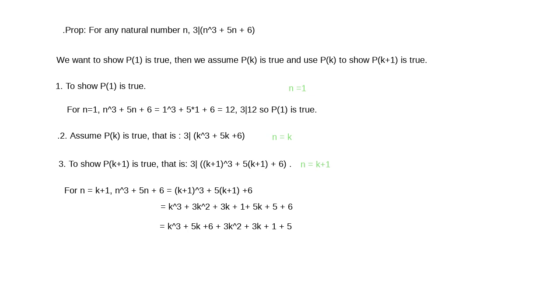Hold on. I have k cube here, I have 5k here, and I have 6 here. Why do I want to do that? Because k cube plus 5k plus 6 is from the assumption, since 3 divides this term. So that's why I want to use step 2.